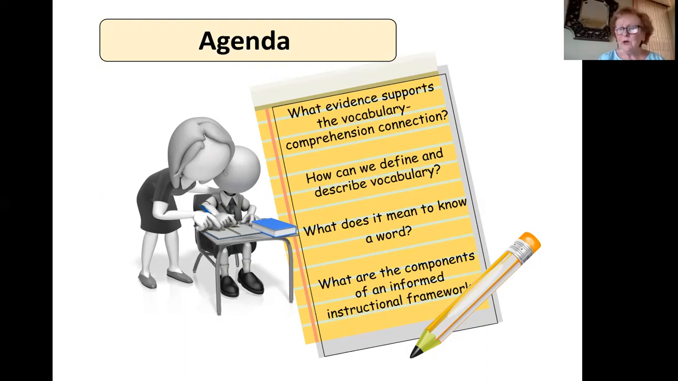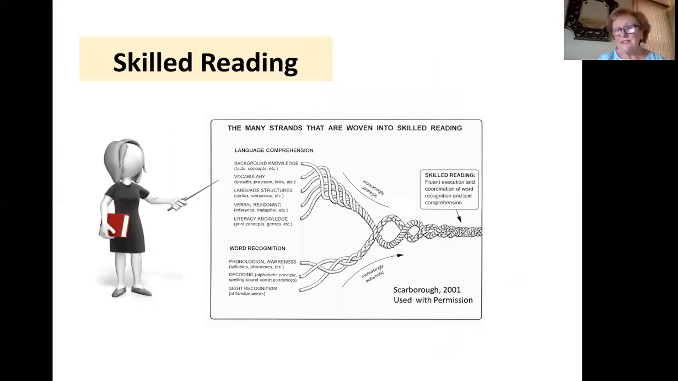And then what are the components of an informed instructional framework that's based in what we have learned about reading proficiency? Of course, as I was talking about reading proficiency, I can't imagine those of you who are familiar with the reading rope that didn't come to mind. And this is one way for us to be thinking about what reading actually is. And of course, this is Hollis Scarborough's visual metaphor that she developed for parents and educators initially to reflect and explain the complexity of reading.